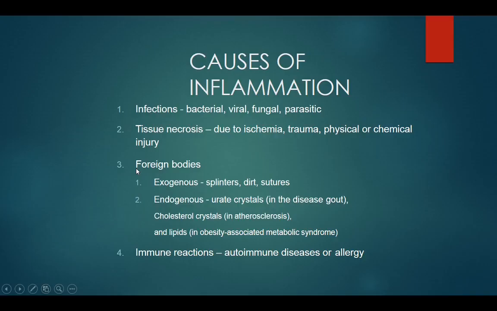So what are the causes of inflammation? It can be infection, which can be viral, fungal, parasitic, anything. Then tissue necrosis, which can be due to ischemia, trauma, or physical or chemical injury, and causes inflammation. Then foreign bodies, exogenous ones, like after a fracture of the bones, we put splints, and if there is an open fracture, dirt is exposed to the bones, which will cause foreign body reactions. And even non-dissolvable sutures: if we put a suture in the body, there are some sutures you can put inside the body that will dissolve within a few days.